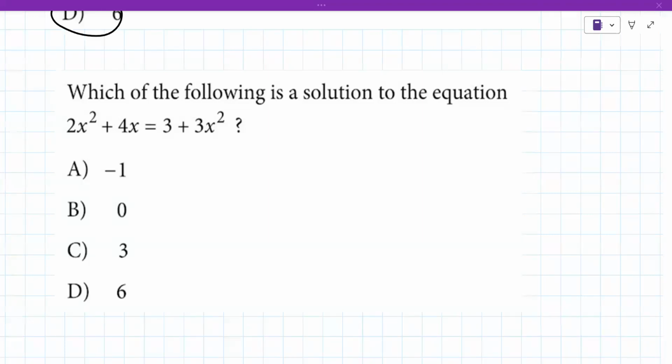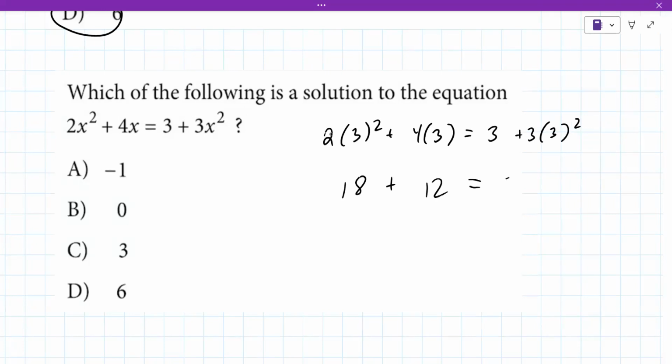As C. Okay. And did you try the answers or did you direct solve it? I direct solved it. Okay. So let me try this here. 2 times 3 squared plus 4 times 3. Does that equal 3 plus 3 times 3 squared? So 18 plus 12. Does that equal 3 plus 27? And it does. All right. Good job.